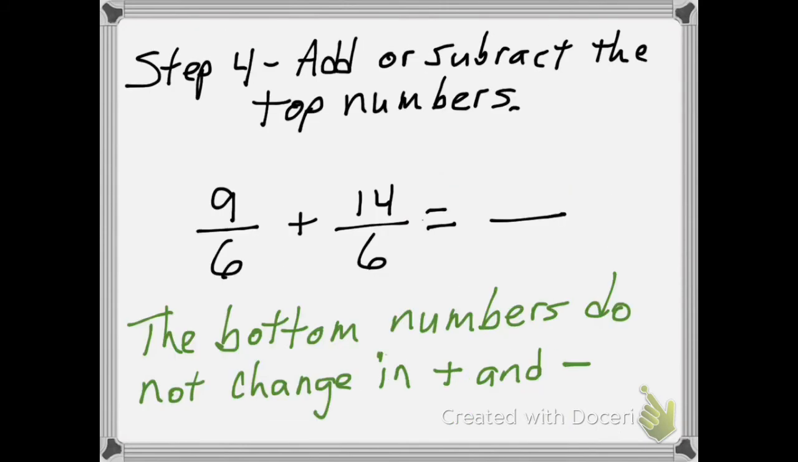Here's the simple one. We add or subtract the top numbers. Remember, the bottom numbers stay the same when we're adding and subtracting. The bottom numbers change when we multiply or divide. So we have 9 plus 14, which is 23 over 6. We're not quite done, but we're getting close.